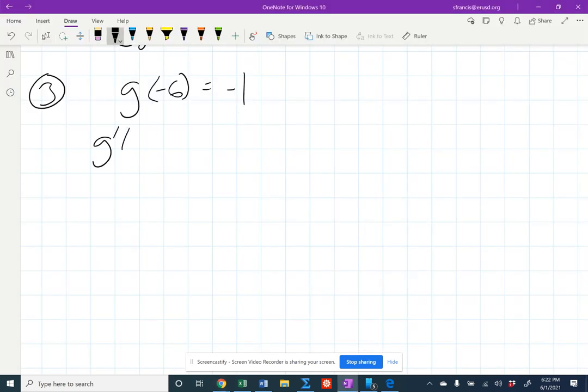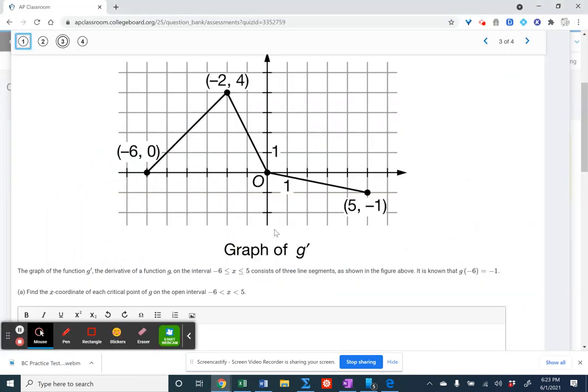So we've got to figure out where g prime is equal to 0 or g prime is undefined. G prime is not undefined on this interval. There are no holes and no asymptotes. They're trying to confuse you because there are some sharp turns here, which means the derivative of g prime, or g double prime, isn't going to exist at these sharp turns, but g prime itself does exist at those values. G prime only equals 0 once in the open interval negative 6 to 5.